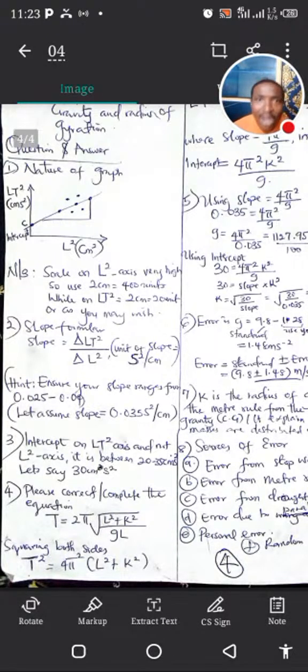So the intercept is on the L square axis. I have to make this correction, please. The intercept was supposed to be on the L square axis and not the LT square axis.